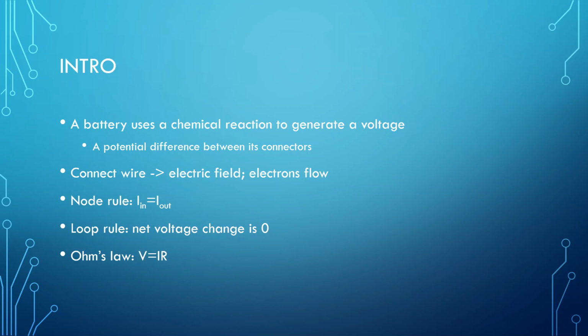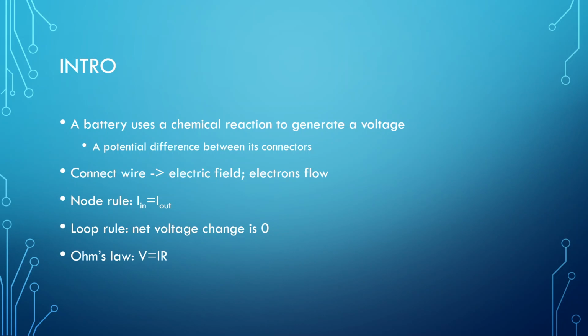First, the node rule tells us that at any point, current in equals current out, or in other words, in a loop, the current at every point will be the same. We'll also use the loop rule, which tells us if we assume a battery, for instance, is positive voltage, the voltage will drop across all the resistances. So by the time it gets back to the battery, we're at 0 volts, or the sum of all delta V's in the circuit is 0.